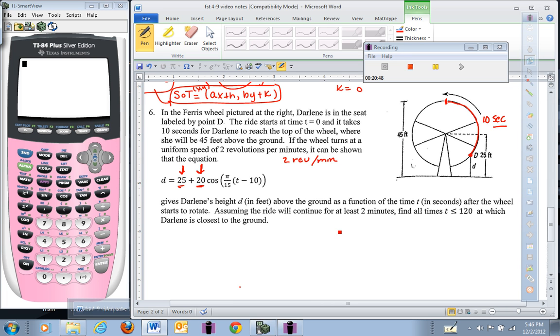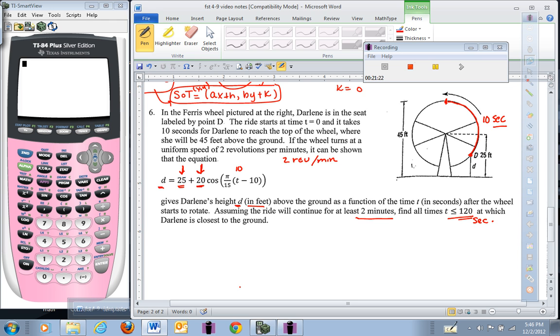Okay? So it gives Darlene's height d, in feet above the ground as a function of time. So, for instance, at 10 seconds, when we put 10 in here, we should be at the top of the circle. We should get 45 for that. Okay? It says after the wheel starts to rotate, assuming the ride will continue for at least 2 minutes, that's where we get this 120, because that's 120 seconds. We want to find all the times where Darlene is closest to the ground. Closest to the ground. Okay?